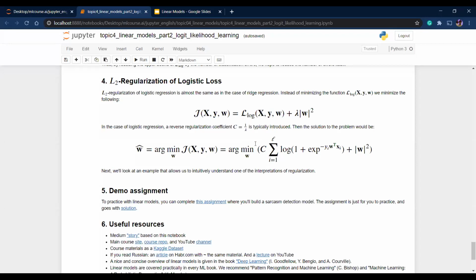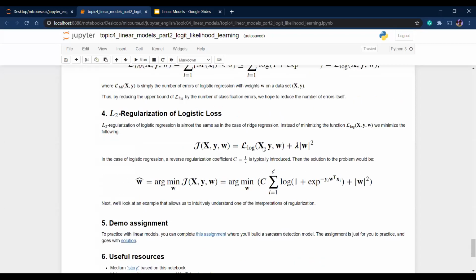One more thing to closely observe, if you're looking at the notebook, is that C here equals 1 over lambda. This is done because in scikit-learn, the C value for logistic regression is the inverse regularization parameter. So lambda is the regularization parameter and C is the inverse of that. I don't know why that's the case, but that is how it's implemented in scikit-learn.